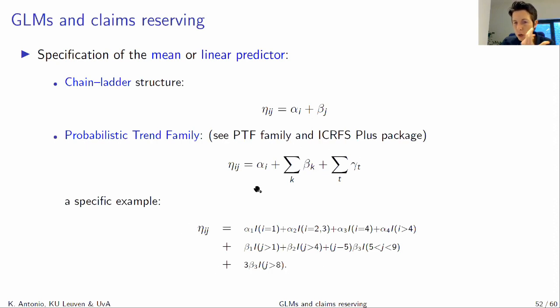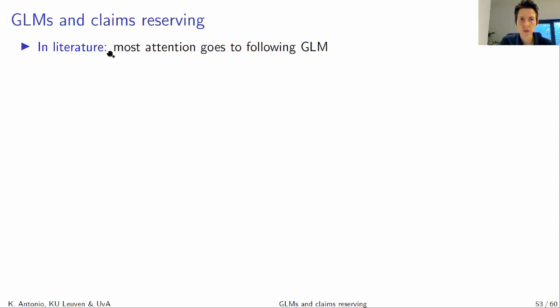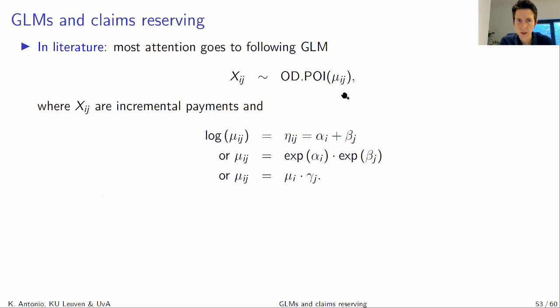Of course, you can do more complicated things, and some of the commercial packages that we discussed earlier on do so. But if we look at this literature and at actuarial practice, then most attention goes to the following GLM. Namely, you assume that your incremental data follow an over-dispersed Poisson with a specification for the mean mu_ij, where this mu_ij can be structured like this.